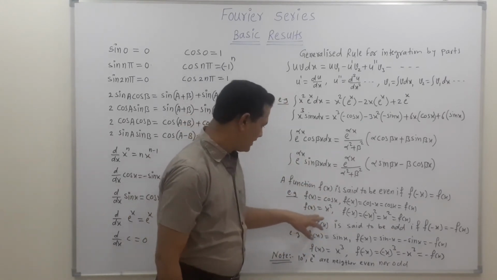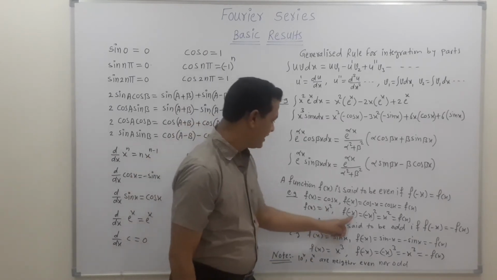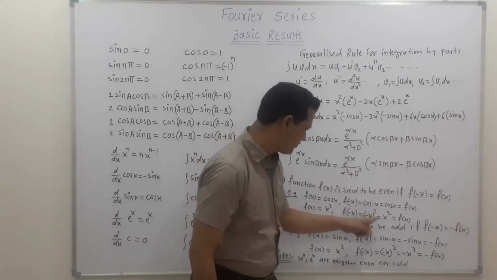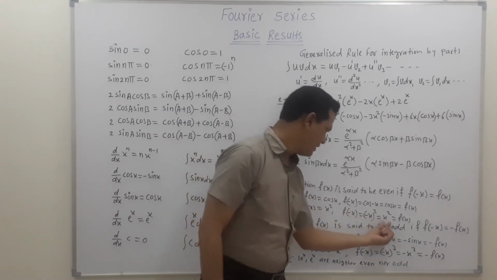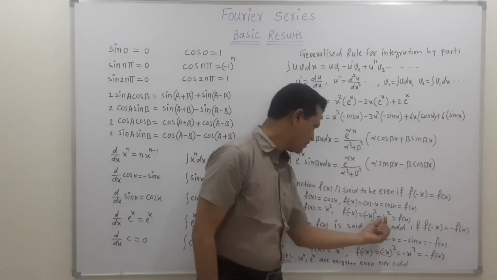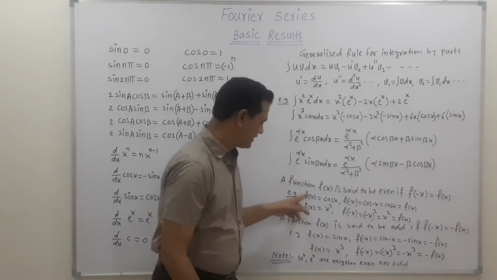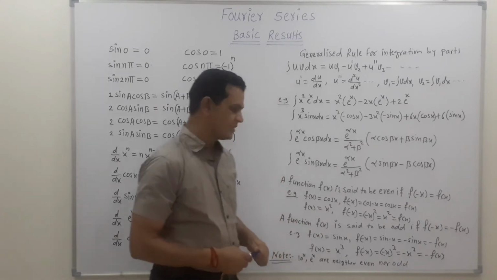Similarly, one more example: f of x is equal to x square. If we change x to minus x, then this is minus x square, and we know that an even power of a negative number is always positive, which is x square. That means we get the original function as it is. That's why this function is even. So this is the definition of an even function and examples.